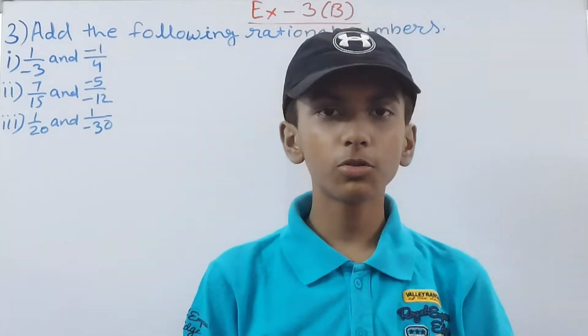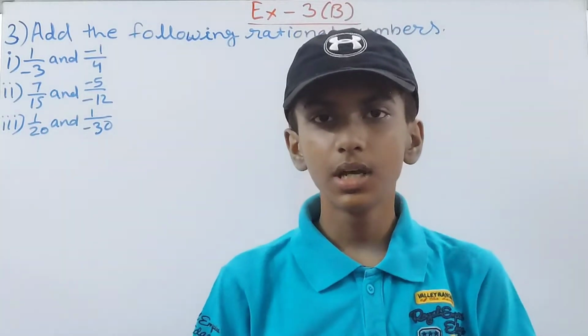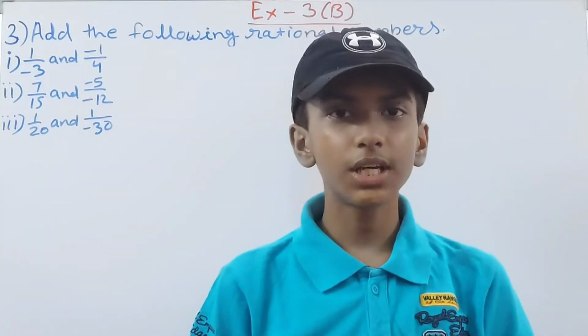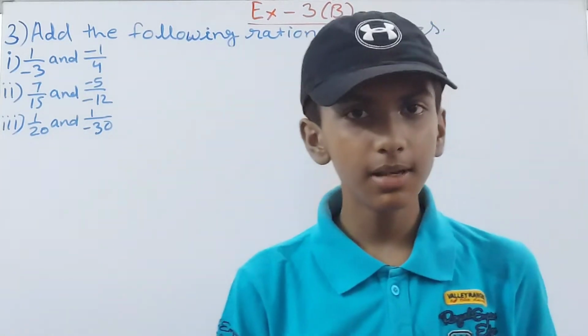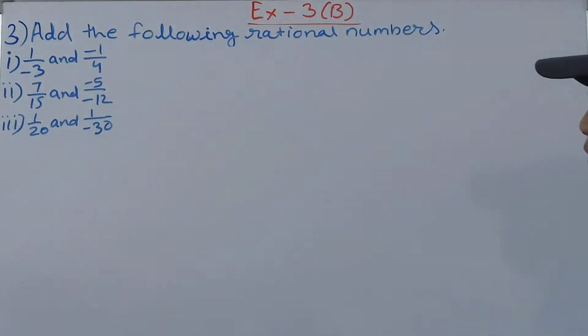In this video we are going to solve ICSE Mathematics Class 7 Chapter 3 Rational Numbers Exercise 3B question number 3. So friends, without wasting any time, let's begin. This one is: add the following rational numbers.